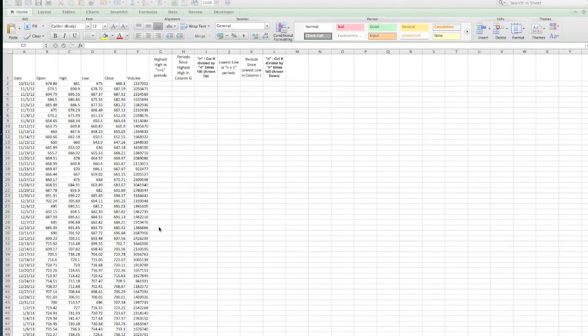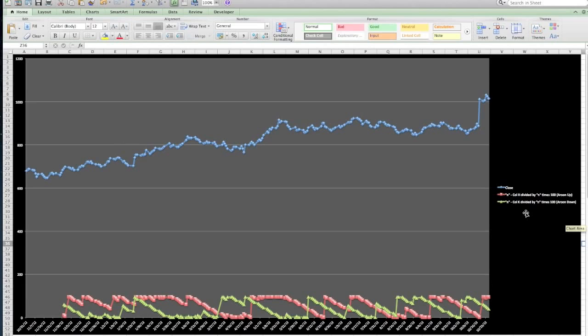This is how to calculate the Aroon indicator. I have an Aroon plotted here for Google, and it's a pretty useful indicator. It's composed of two lines: the red one is the Aroon Up, and the green one is the Aroon Down.